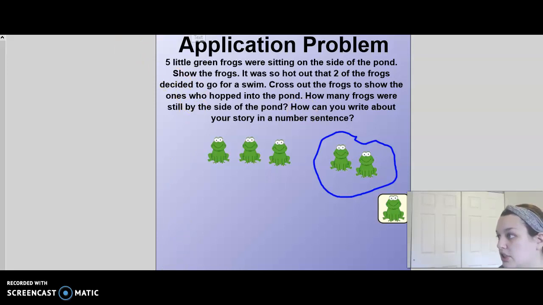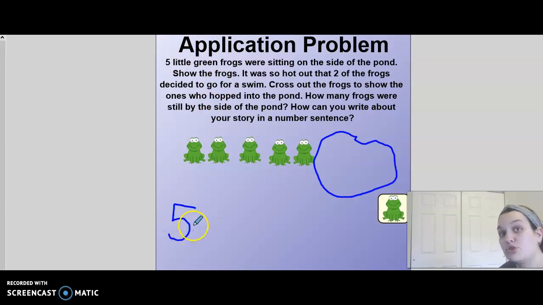So let's start with our number sentence. We're going to figure out how many are left, okay? So we had 5 frogs here. So that's our whole. So what we're going to do is 5, and then we're subtracting, so we need that minus sign, minus how many hopped into that pond? 2. 1, 2.